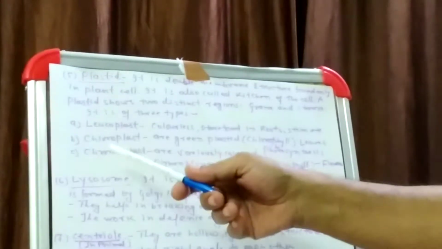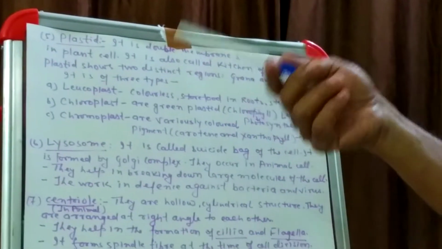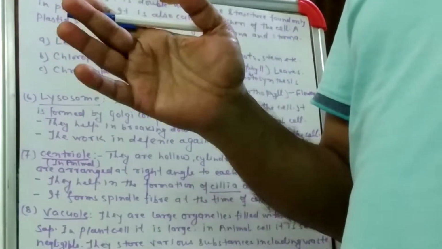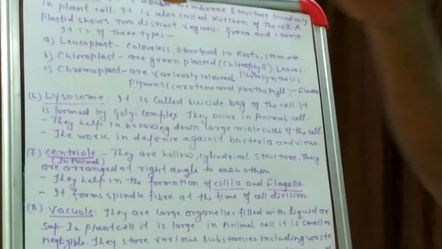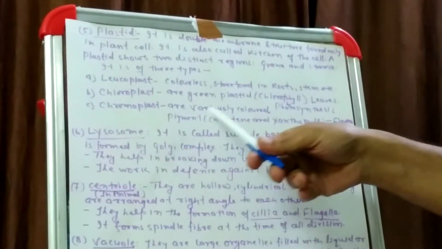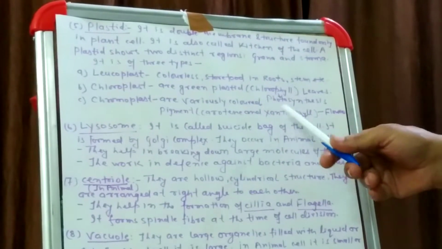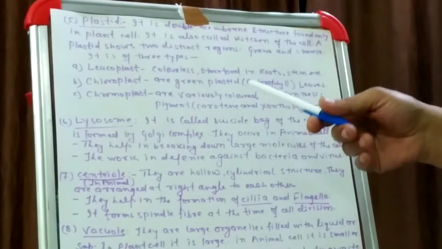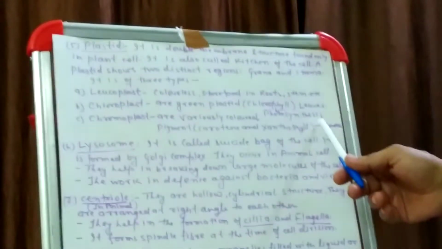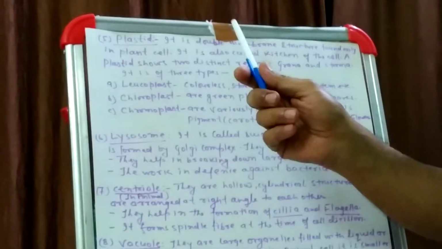Chromoplast is a color pigment, and it is present in various parts of the plant like flowers or variegated leaves, where you find different colors. Variegated leaves, like in the croton, you find different colors in the leaves of the croton plants. So chromoplasts are variously colored pigments. They contain carotene and xanthophyll. Carotene gives different colors like red, brown, and xanthophyll gives a yellow color in the flowers. So plastid is mainly present in the plant cell and it is not present in the animal cells.